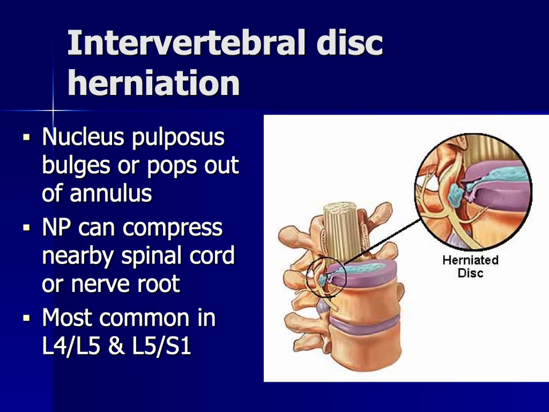And this is most common between the L4 and L5, because remember, there's a jelly donut between each one of the vertebrae. So it's between lumbar 4, lumbar 5, and lumbar 5 and sacrum 1. That's the most common places for a herniated disc.